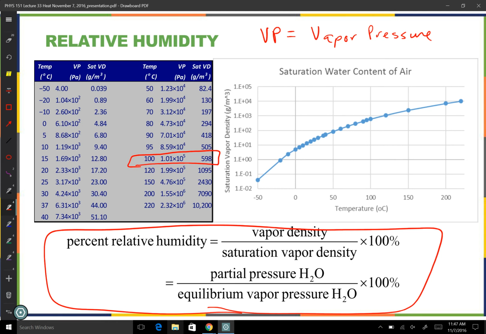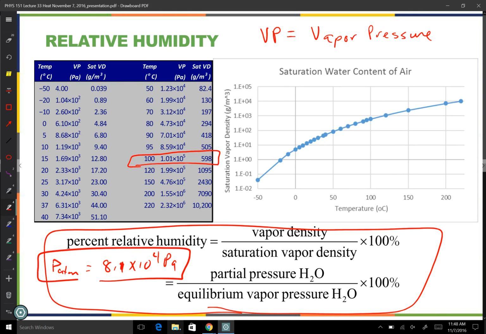It's the mile-high city, which means that there's less air above them. And we studied before, the air pressure is the result of the weight of the air above you. So the air pressure there is lower. In fact, the air pressure in Denver is about 8.1 times 10 to the fourth pascals. That's the air pressure in Denver.